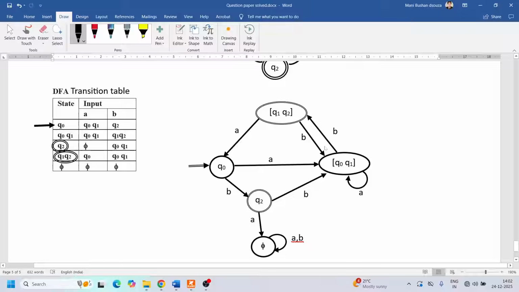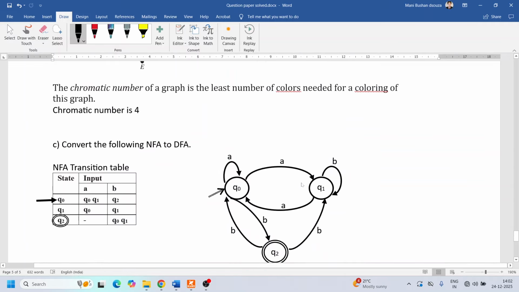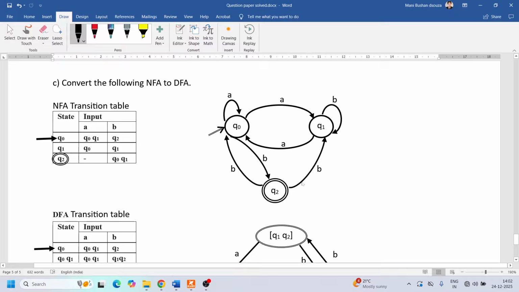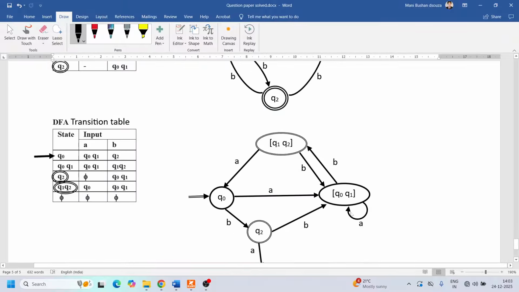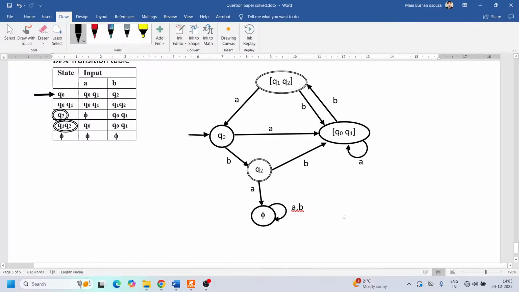You're done. From the null state, you know very well that whether it is A or B, you will come back to the same state. So for A and B, you come back to the same state, and that is the conversion of the NFA. This NFA has now been converted into a DFA. So this is what you are supposed to do.